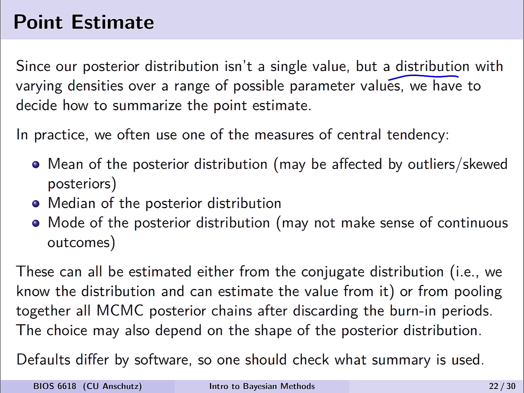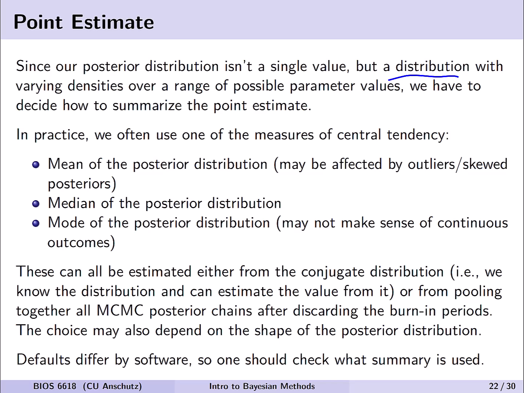Now, in practice, we'll often use one of the measures of central tendency we've covered in the course. So for example, you might take the mean of your posterior distribution. One caveat to this is that it can still, being a mean, be affected by outliers or skewed posterior distributions. You might take the median of your posterior distribution, looking at the value that's smack dab in the middle, or calculate the mode of a posterior distribution, which may not make as much sense if you have a continuous outcome or continuous parameter.